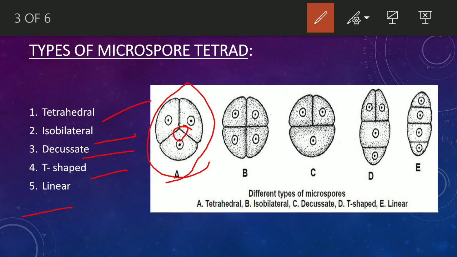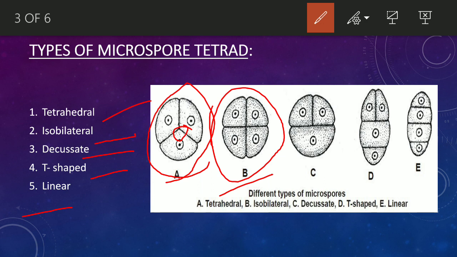Second one is isobilateral. All the 4 spores are formed in one plane because the spindles of the first and second meiotic divisions remain at right angles to one another. This type of spore tetrad is commonly found in monocots.